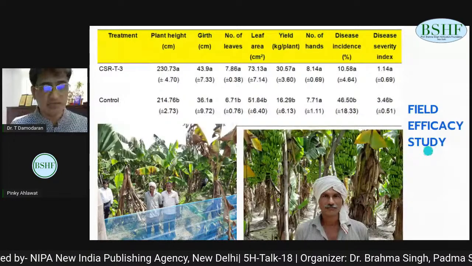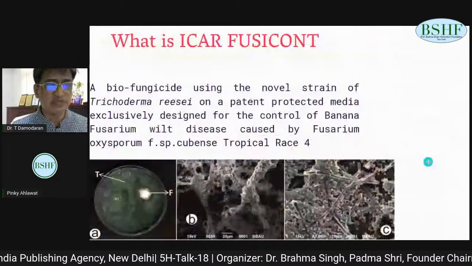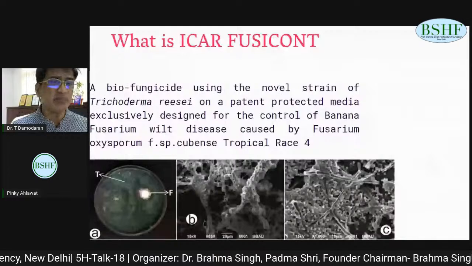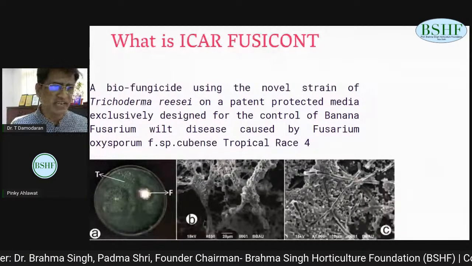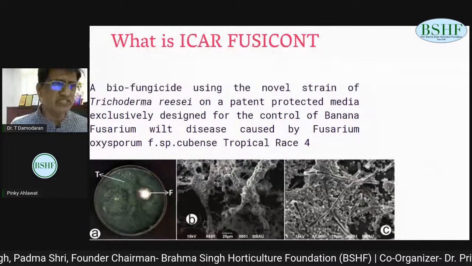Based on the positive results in the field experiments, we came up with the product. That is why this product is unique. It is a simple biofungicide obtained using Trichoderma reesei.